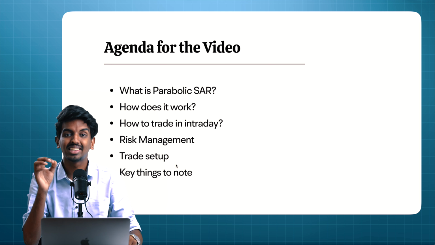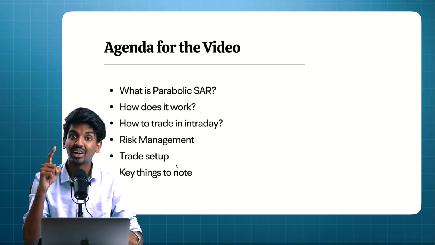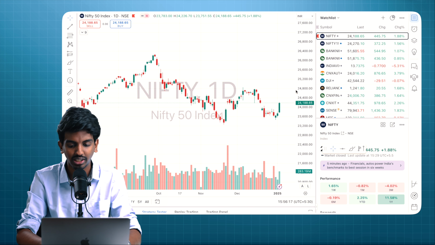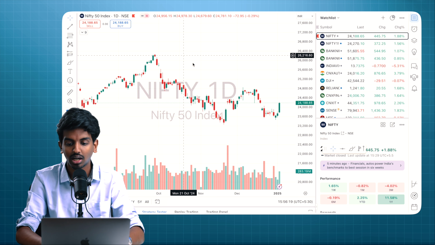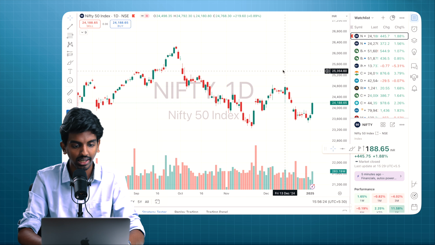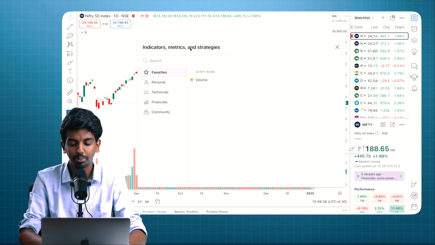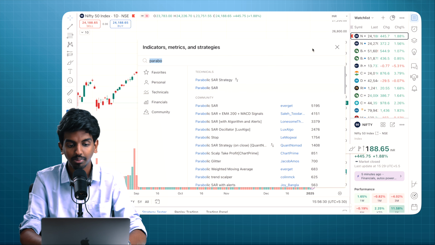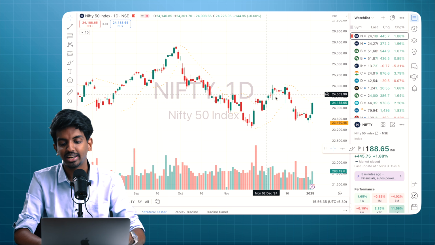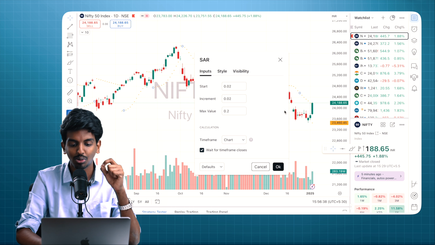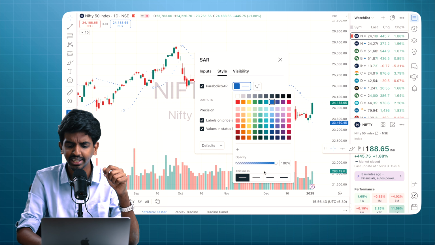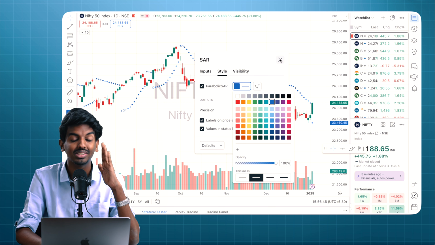So if that is done, let's get into how to use it in the live chart and how to use it for intraday trading. Okay, so quickly we'll move into the TradingView chart here. Here I have the Nifty chart open. I'll make it much clearer to see. You can come to the indicators tab here, type in parabolic SAR, and you'll see the SAR dots being displayed in the chart. For it to be easier to understand, you can double click on it, change the color to, let's say, blue, and increase the thickness so that it's much more visible here in the chart.